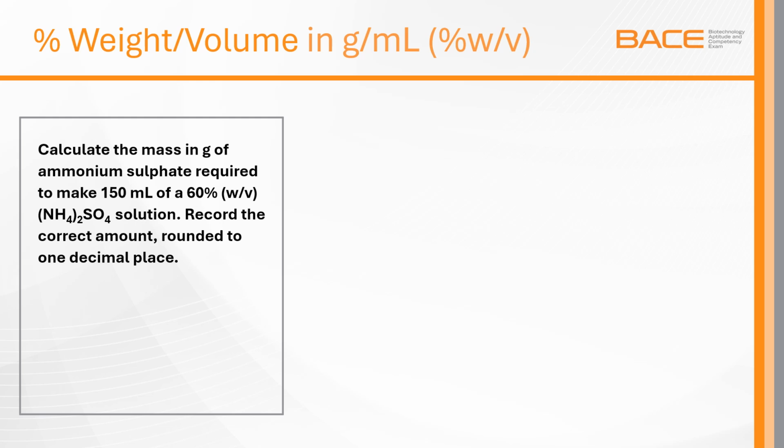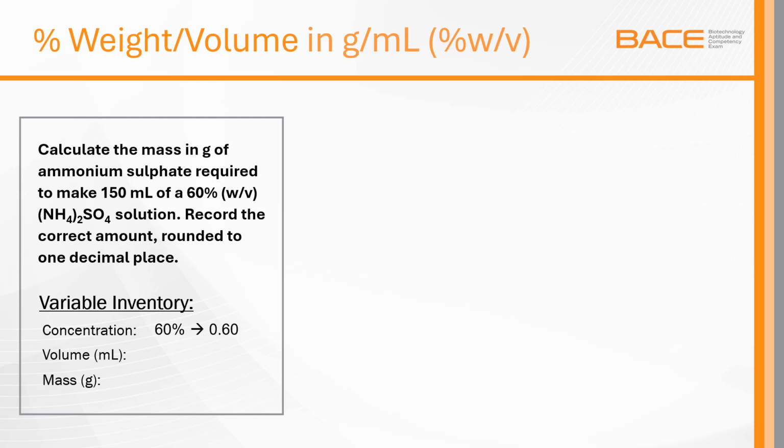Let us work a percent mass volume problem. What is the mass in grams required to make 150 milliliters of a 60% weight/volume solution of ammonium sulfate? Record our inventory of variables. For a final concentration of 60%, we write it as 0.6. The volume is 150 milliliters, and we wish to solve for the weight or mass of the salt in grams.